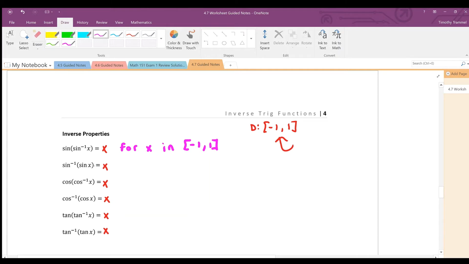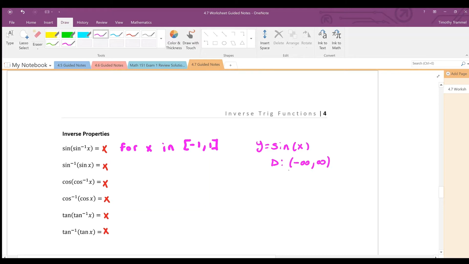Now, next here we have sine inverse of sine of x. At first glance, it seems like this one would be true for all x, because you can see, hey, I can plug any angle I want into sine of x, right? If we're thinking about it as a function, its domain is all real numbers. You can plug any angle in.